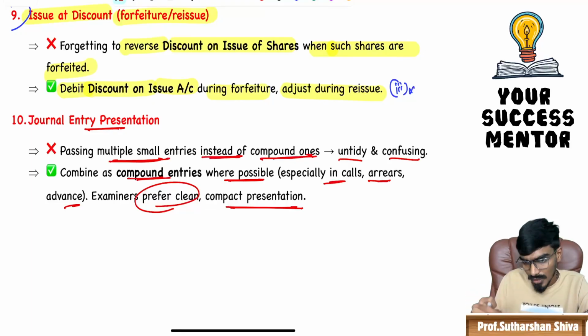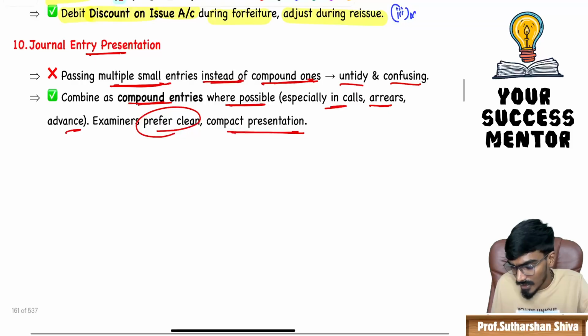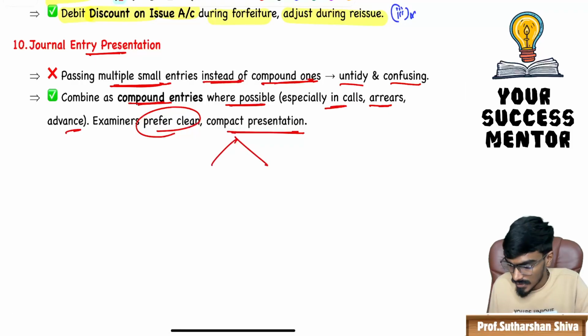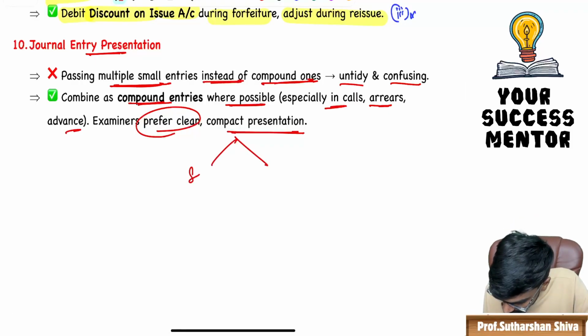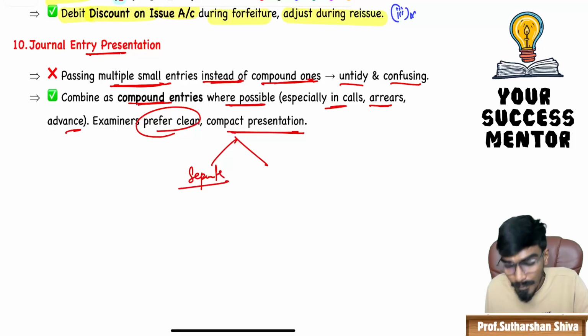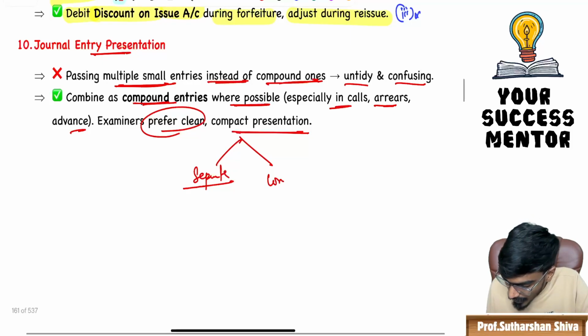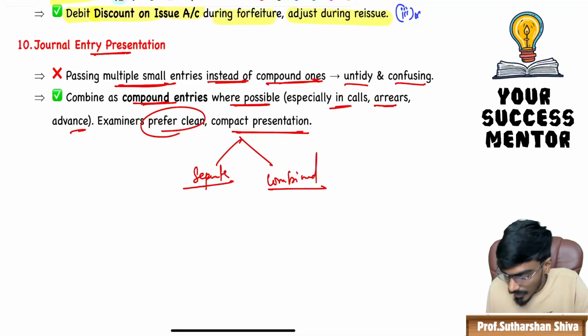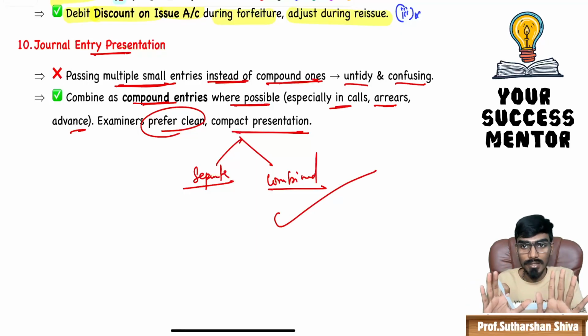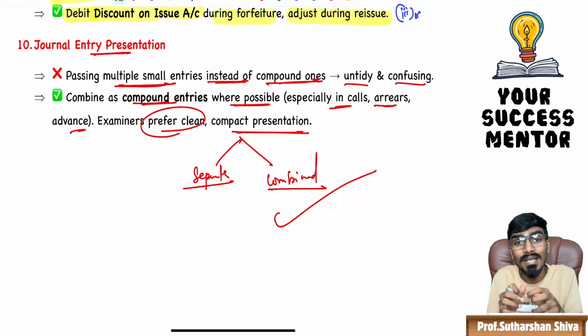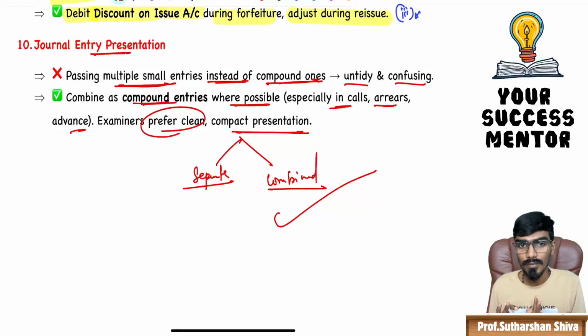Apart from this, I will tell you one thing. If you want to go for separate entries, go for separate entries; if you want combined entries, go for combined entries. As we are discussing at CA Foundation level, you should do a combined entry. That's my opinion. But if you feel you will mess up with that, then go for separate entries. Wherever required, go for a combined entry. Are you able to understand?